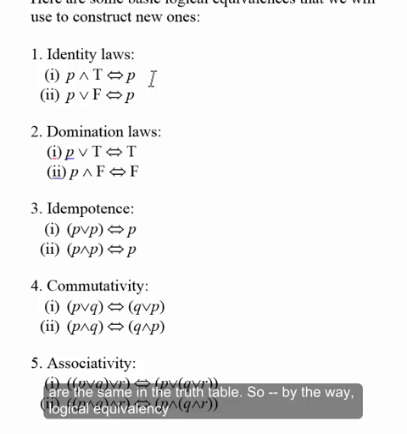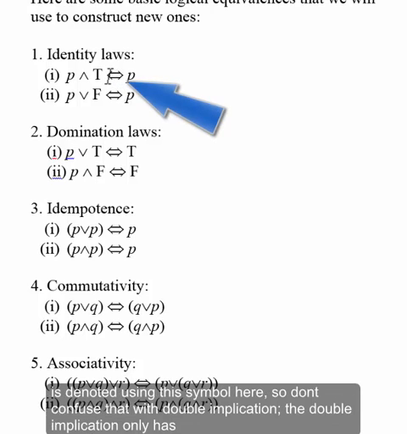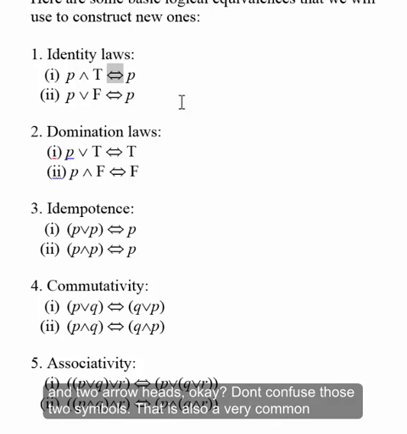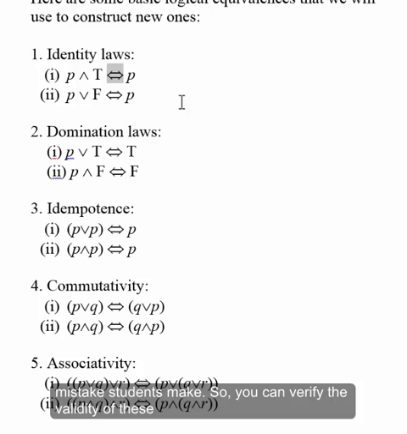By the way, logical equivalency is denoted using this little symbol here, so don't confuse that with the double implication. The double implication has only one arrow with the two arrowheads, but the logical equivalence has two lines and two arrowheads. Okay, don't confuse those two symbols. That's also a very common mistake students make.